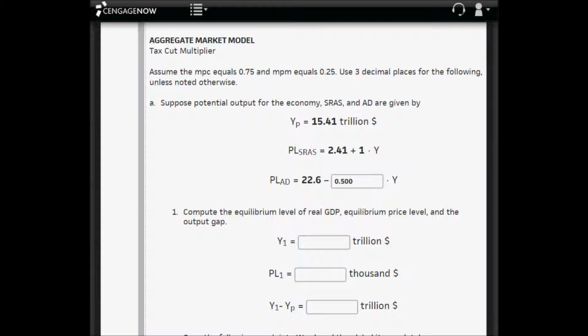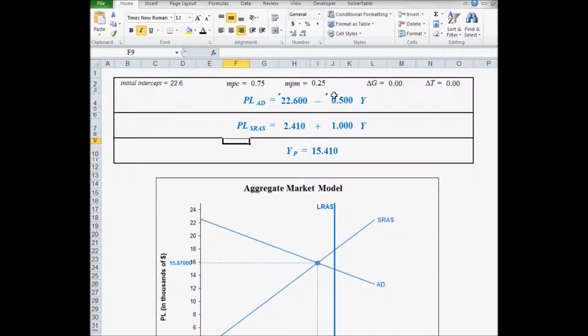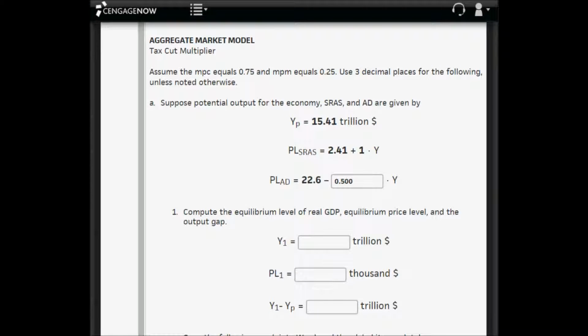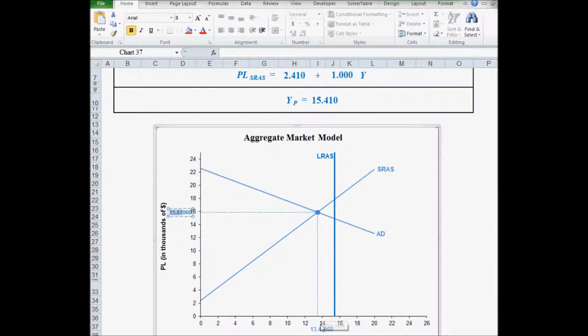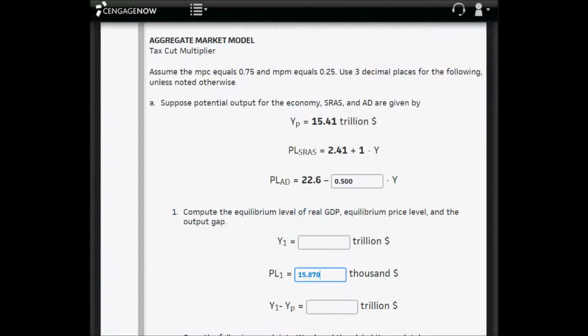We're going to use the graph in Excel to determine the initial equilibrium. So the initial equilibrium looks like the initial price level is 15.87. The initial level of GDP is $13.460 trillion.